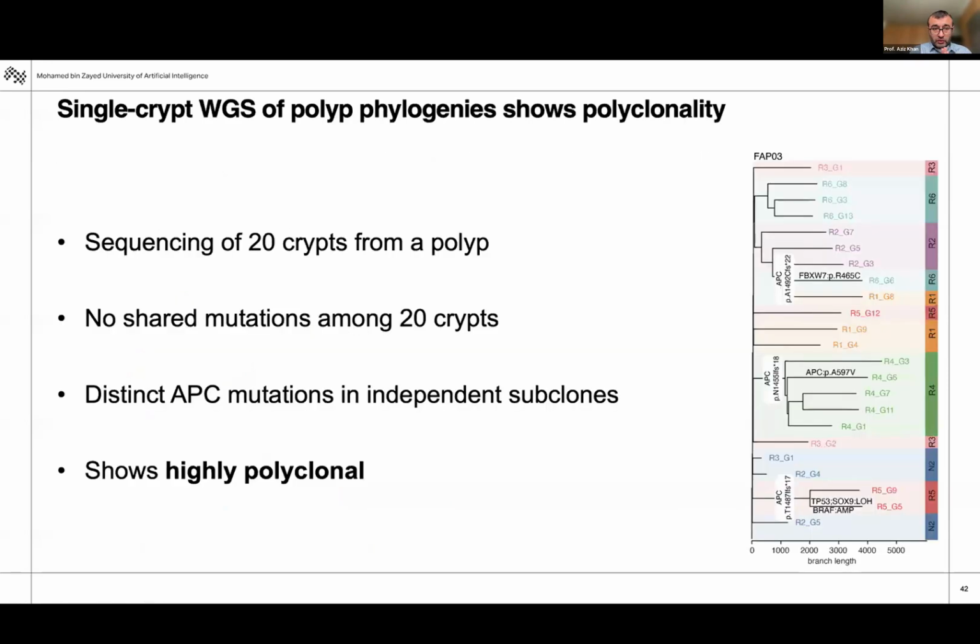So here I'm showing you a polyp with 20 different crypts. And at the bottom, you have just normal tissue. You could see that it is clustering differently. And we don't see any sharing among these 20 crypts. You could see that there are distinct APC mutations happening at individual trunks. You could see individual clones, and that suggests that this is highly polyclonal. These individual clones are taking shape.